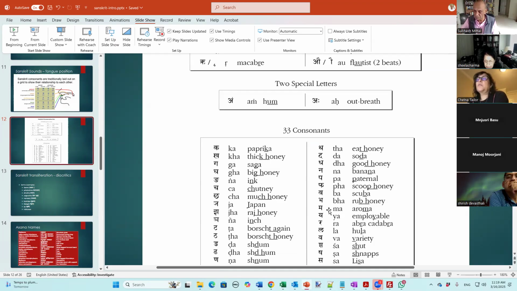That's ma. Very simple. Then ya, like in employable, that's a good example. Or yoga, we know that, yoga. Then ra, it's simple ra, like rope. Then la, like love, that's la. And then va, it's like variety, that's va.